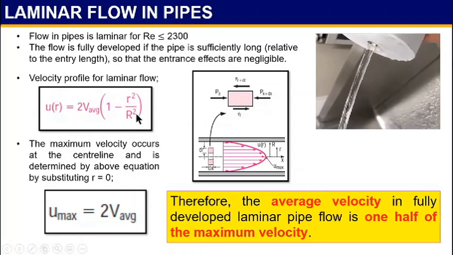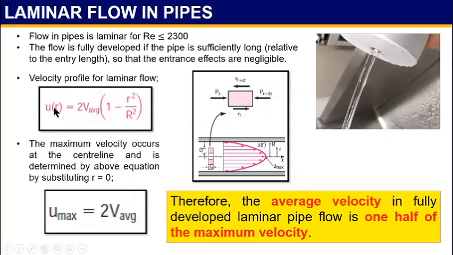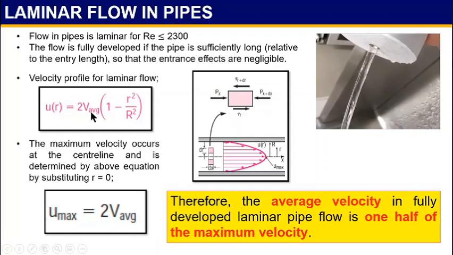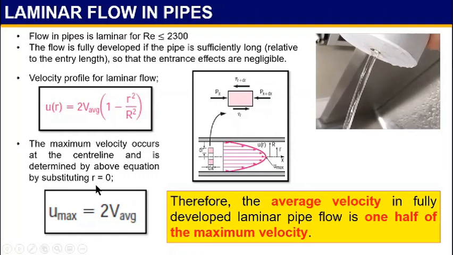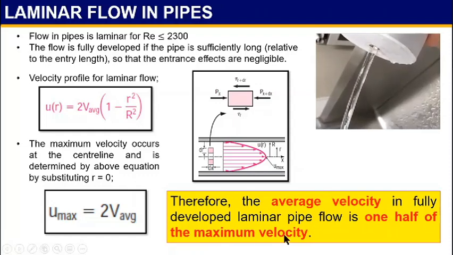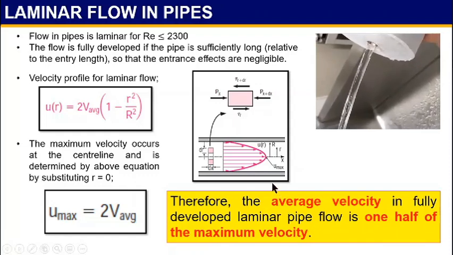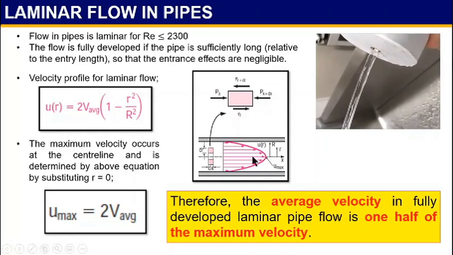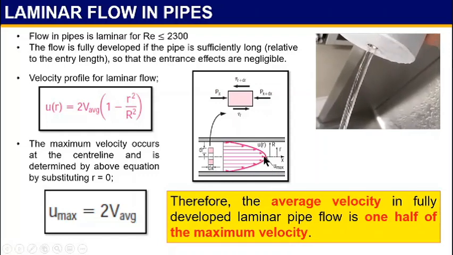The velocity profile for laminar flow can be obtained using this equation, if you know the average velocity. These are two parameters. The maximum velocity occurs at the center line and is determined by the above equation by substituting r equal to 0. Therefore, the average velocity in fully developed laminar pipe flow is one half of the maximum velocity. So the average velocity for laminar flow is actually one half of the Umax in the pipe.